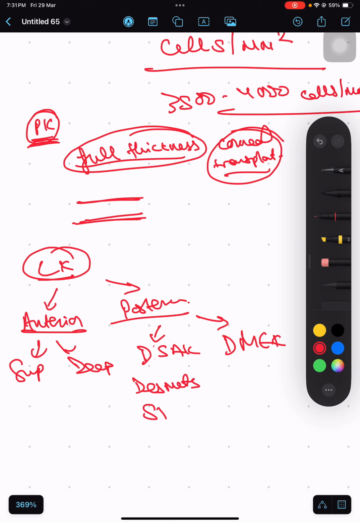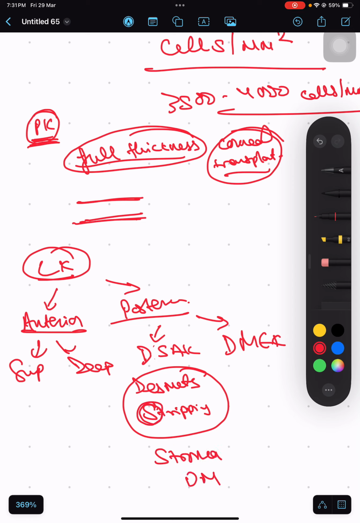In Descemet's stripping, remember there is an S. So we take the stroma also, along with the Descemet's membrane and the endothelium. But in Descemet's membrane endothelial keratoplasty, we just take the Descemet's membrane and the endothelium.